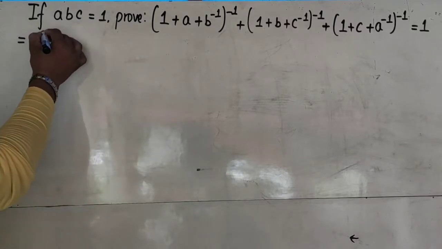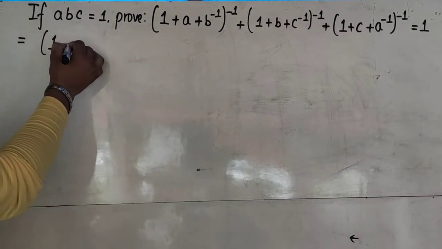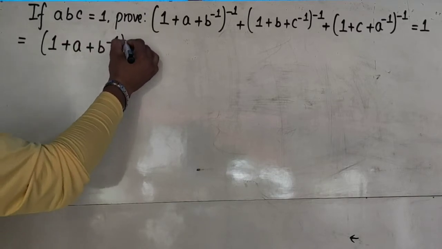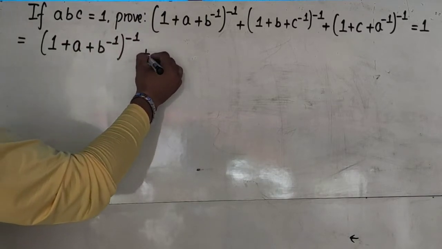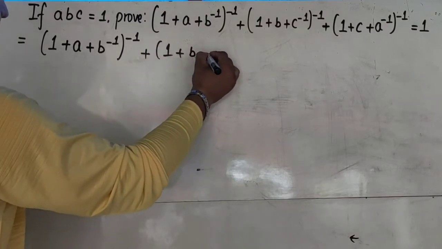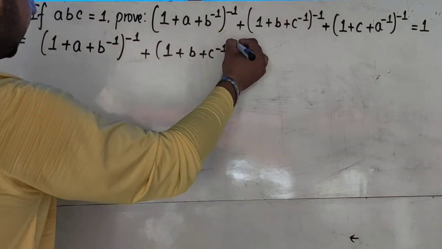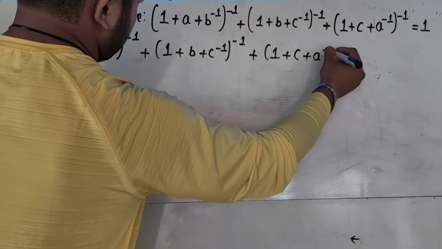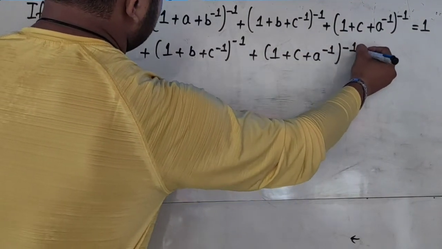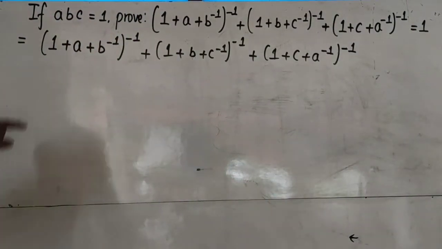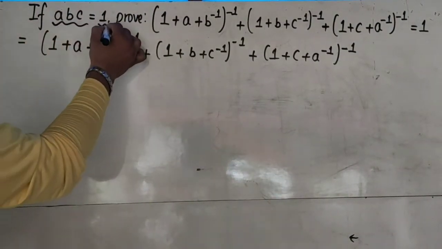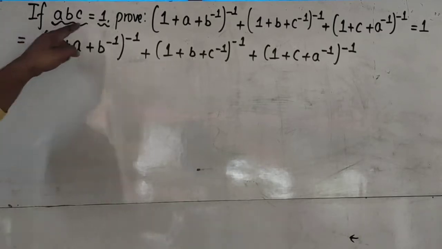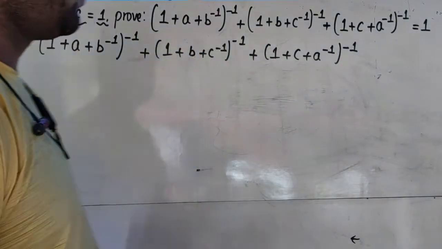In the LHS we have been given (1 plus A plus B to the power minus 1) whole power minus 1, (1 plus B plus C to the power minus 1) whole power minus 1, plus (1 plus C plus A to the power minus 1) whole power minus 1. Okay, this is given in the left hand side. We also have been given that ABC equals 1. With this condition, we have to prove this is equal to 1.